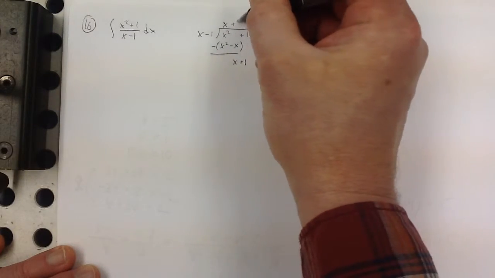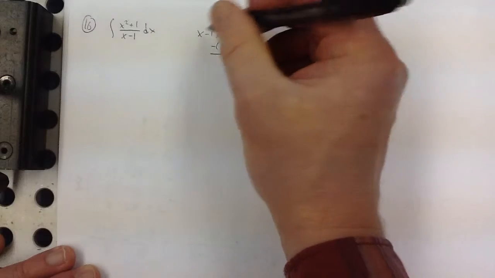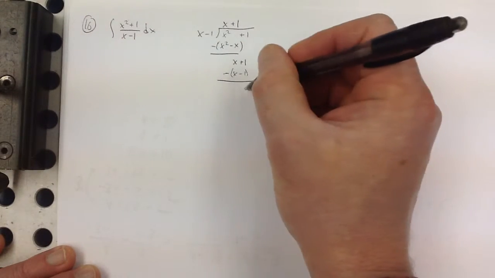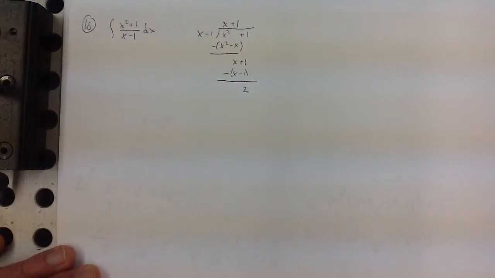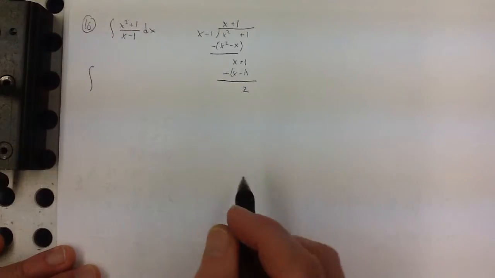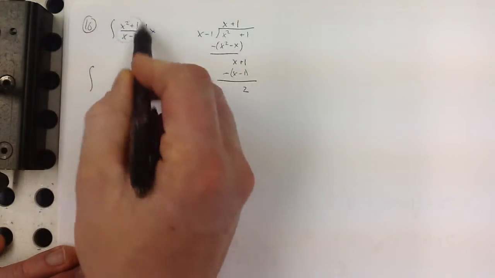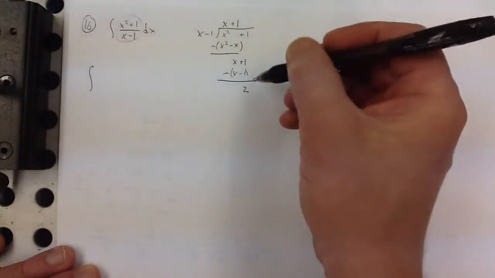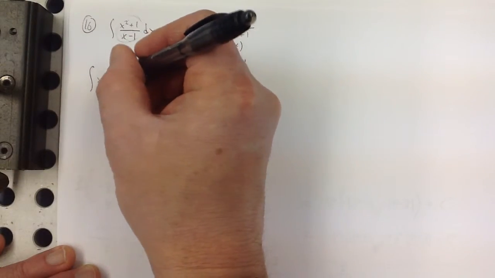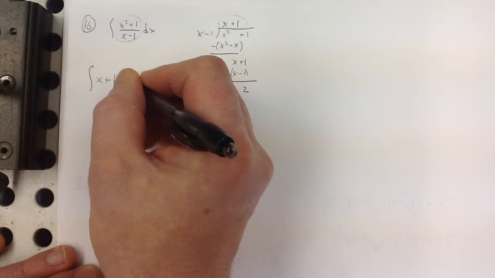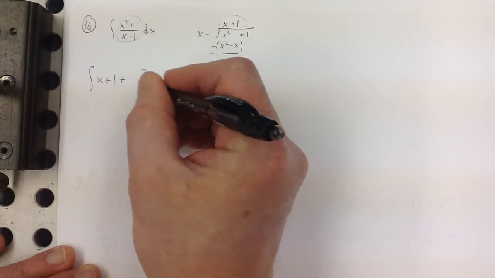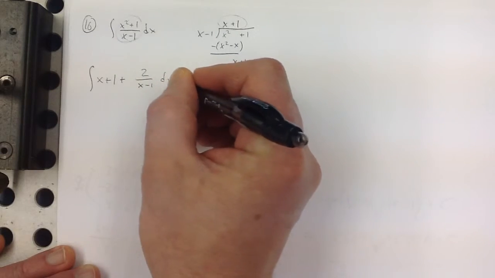And that's going to be a 1 there. And 1 times that would be x minus 1. And that gives me a remainder of 2. So what we did here is we found a way to rewrite this. It's the integral of x plus 1 plus 2 over x minus 1 dx.